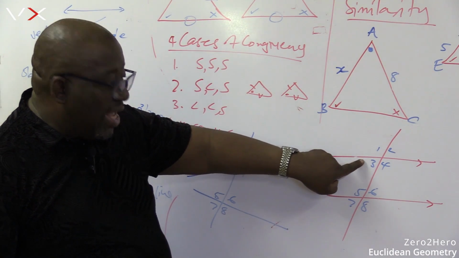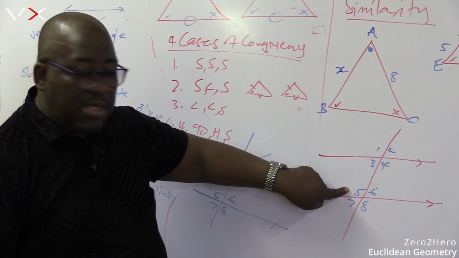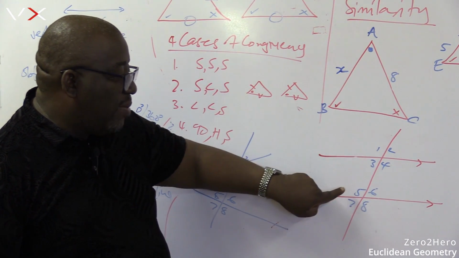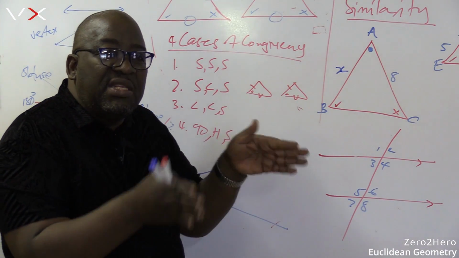So if I've got angle 3 equal to 60 degrees, I will know that angle 5 will be 120, because 60 plus 120 will give me 180. So if I've got one, I must be able to find the other one. So this one plus this one are co-interior angles. Interior means inside the parallel lines.